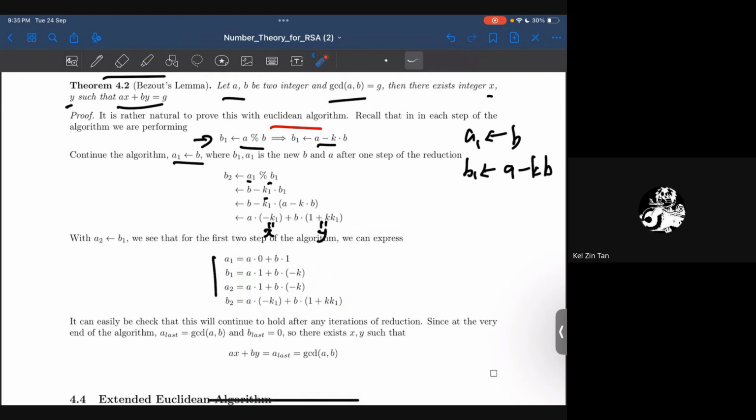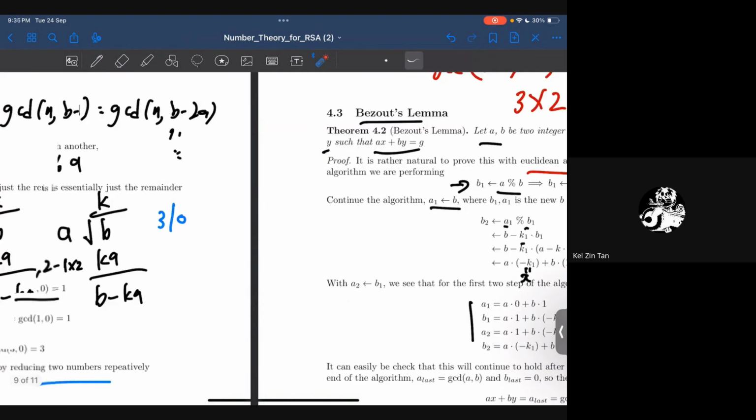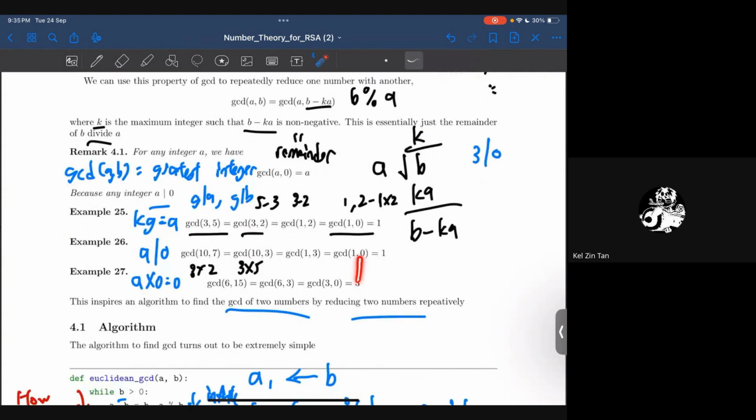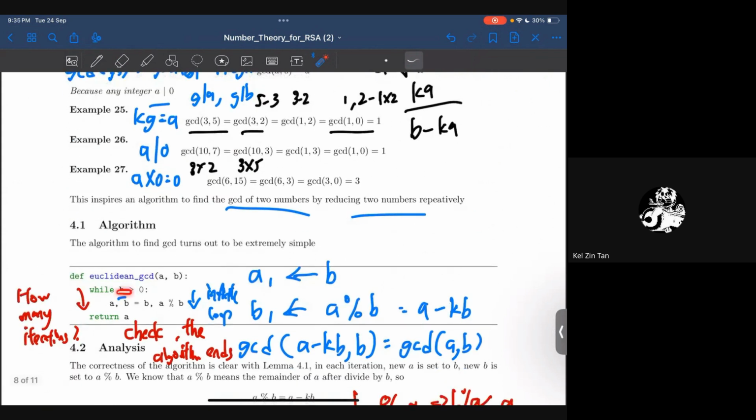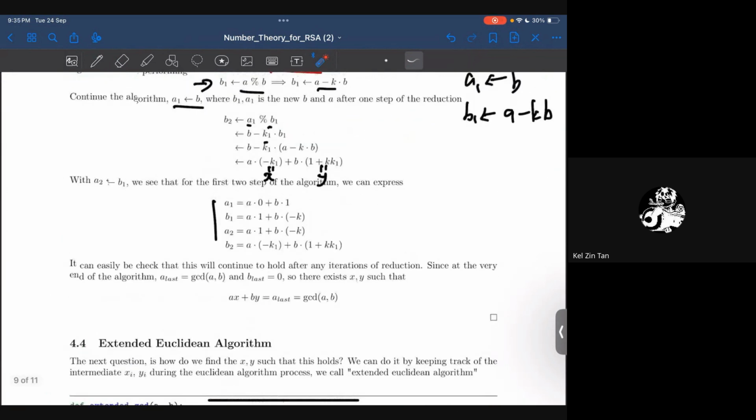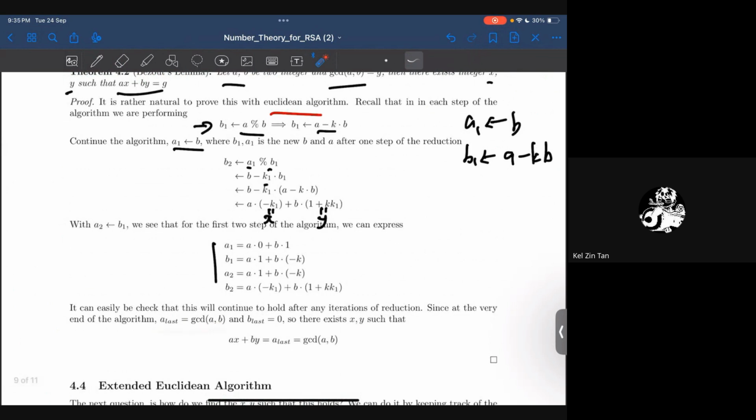So remember that towards the end of the algorithm, we always have one term become 0. If this is not 0, then this algorithm will not end. So at the very end, we always have one of the terms become 0 and the other term is the exact GCD. So A of the last iteration will become the GCD of A and B, and then B will become 0. Because we already showed that in every step it will always be some multiples of A plus some multiples of B, there must exist an X and Y such that this thing holds.